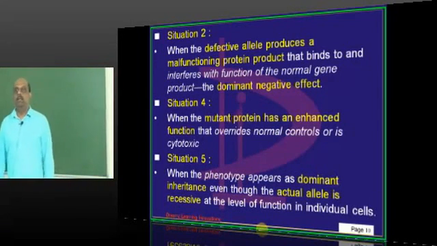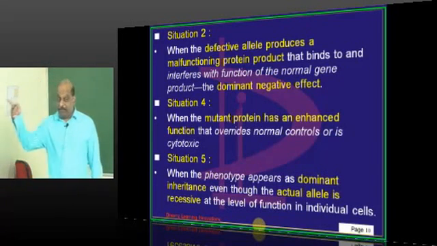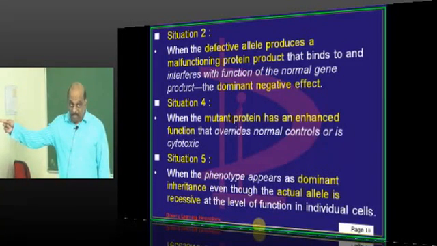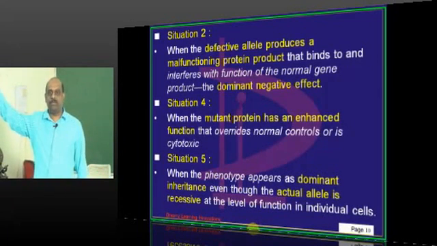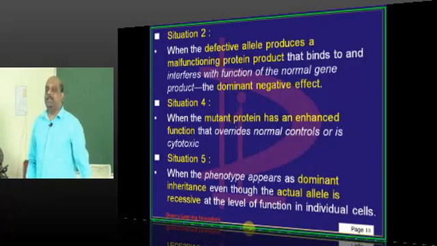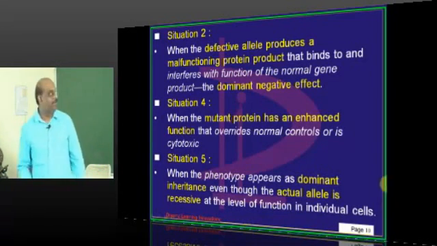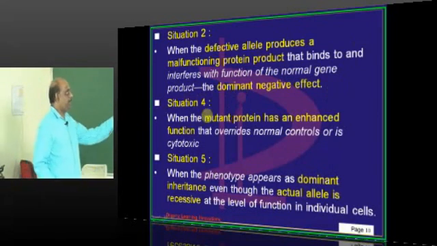Then the second thing: suppose the abnormal protein which is being produced is interfering with the functioning of the normal 50%, then also disease will manifest. That's the reason in heterozygotes, 50% normal is produced, and the 50% abnormal is disturbing the normal 50%. That's called the dominant negative effect.